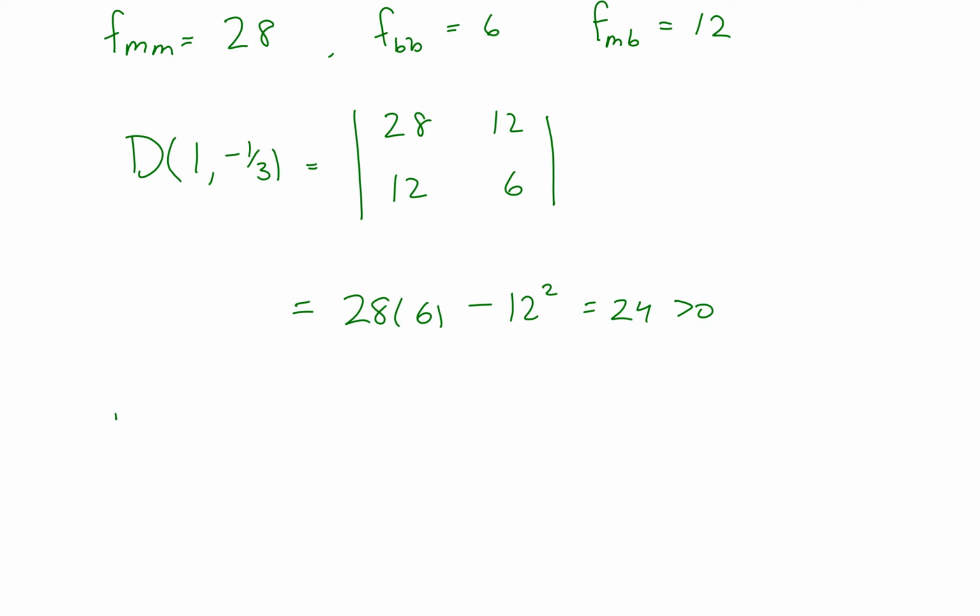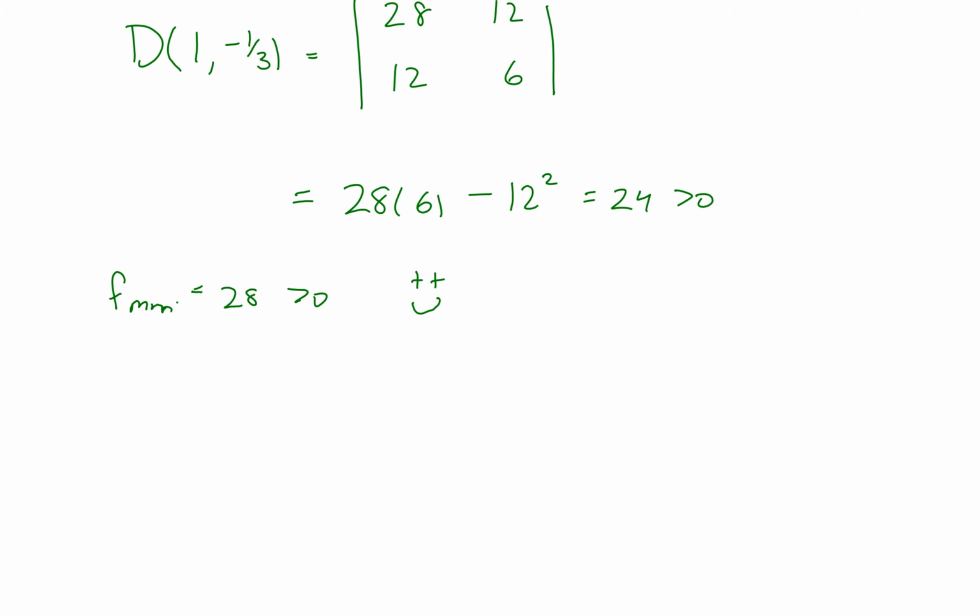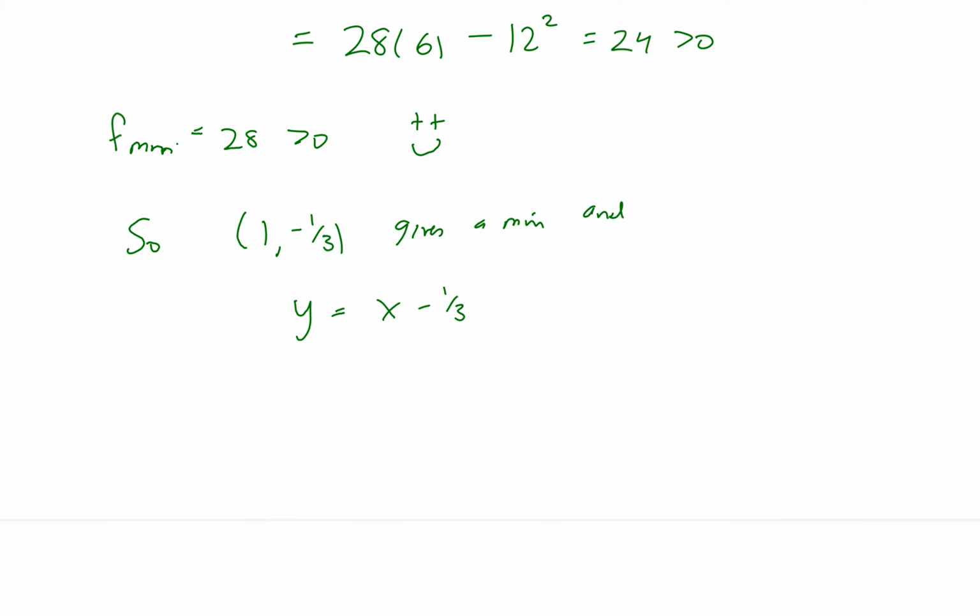And then notice since the second derivative with respect to m twice is bigger than 0, we get that this gives a min. So m = 1, b = -1/3 gives a min. And our line x minus 1/3 is the best fit line.